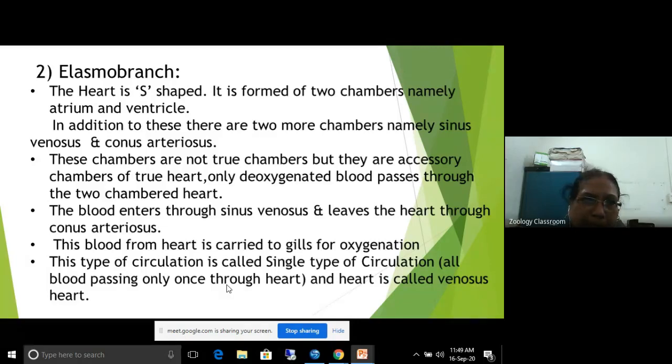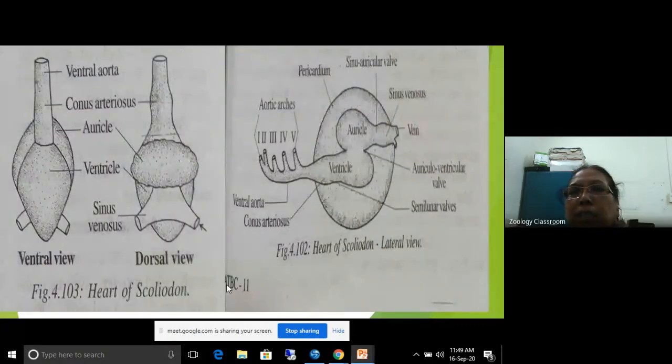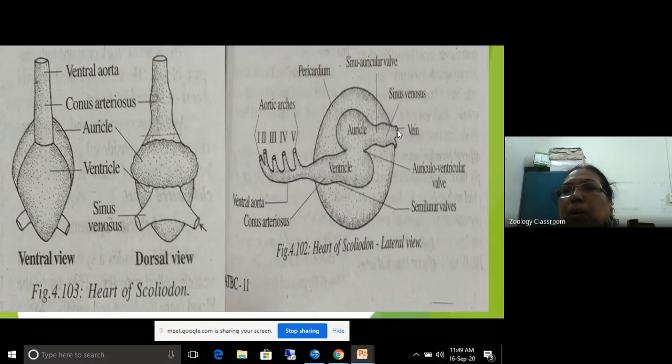Then elasmobranch. Elasmobranch means, for example, shark or dogfish. So we see first in the diagram. This is the heart of dogfish or Scoliodon. It shows an S-shaped structure. The first part of the heart is the sinus venosus. The sinus venosus is formed by the cardinal veins, and these two veins unite and open into the sinus venosus.